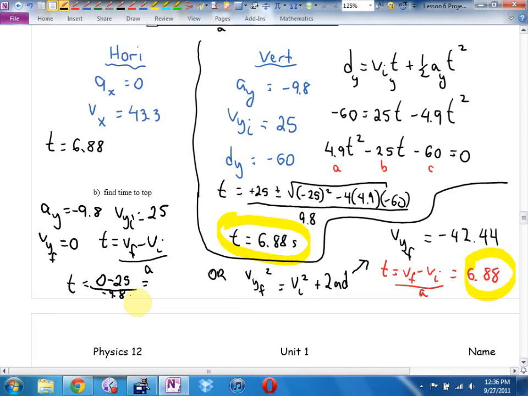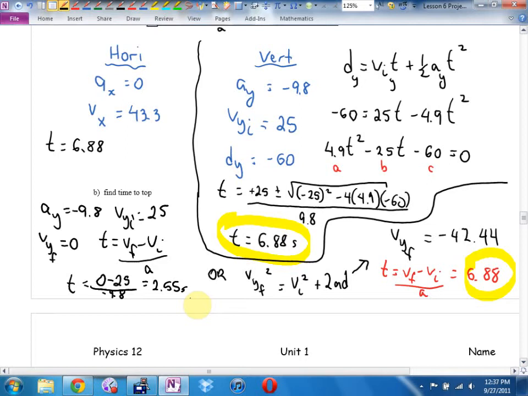What do we get? Tyson? 2.55? Anybody else? Yeah, I got nodding. 2.55 seconds to the top. Oh, and how long was it in the air for grand total? What did we say? It's highlighted. 6.88. Oh, so you also now know how long it was falling down for, 6.88 minus 2.5, if I asked that. I mean, there's all sorts of stuff we could do now. What's the key for dealing with a cliff? Components.